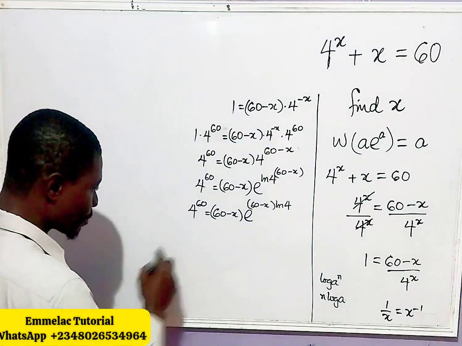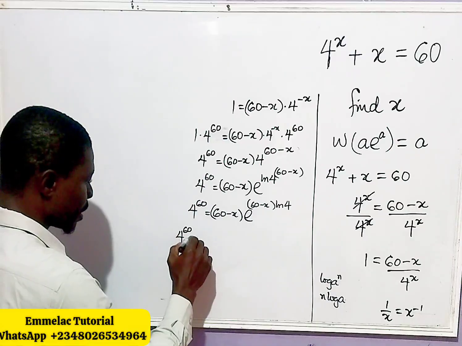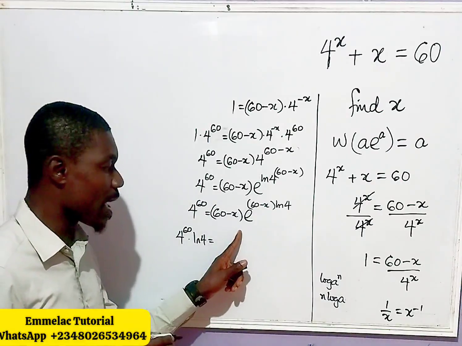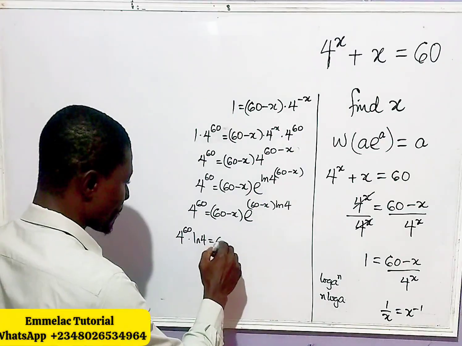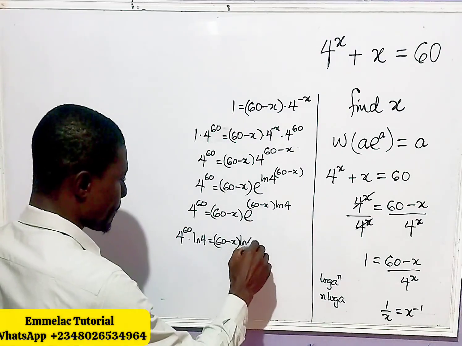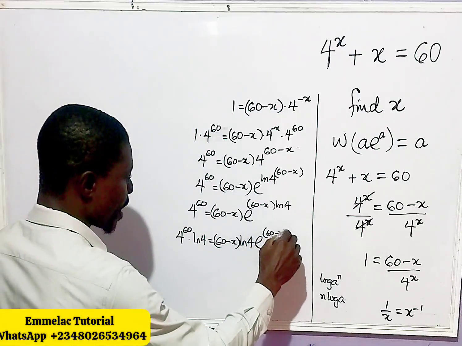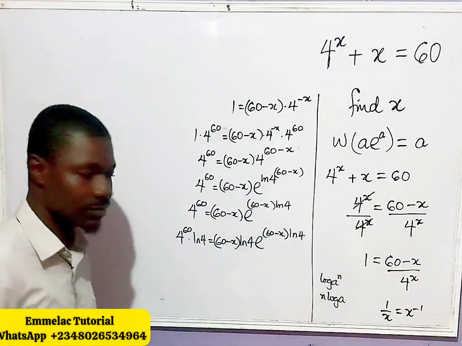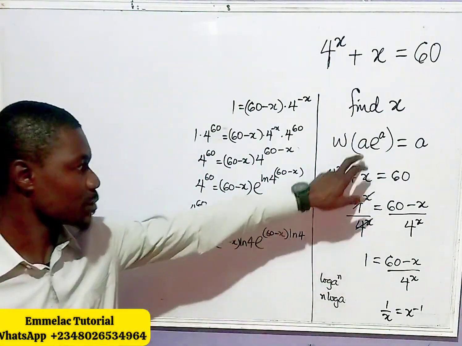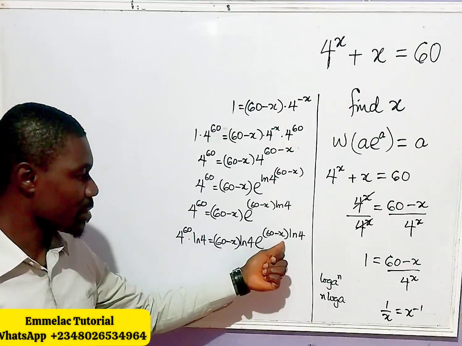So by doing that, we have 4 raised to the power of 60 times ln 4, then equals, we also multiply this one by ln 4, and this will give us 60 minus x ln 4, then e raised to the power of 60 minus x ln 4. Okay, I guess we've achieved this expression here, which is this. Now 60 minus x ln 4, then 60 minus x ln 4.